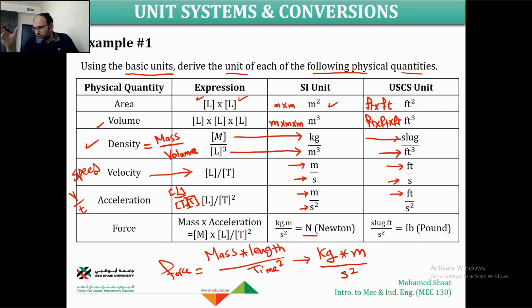Newton is a unit, not a force. Newton is a unit that describes a force. So the Newton is equivalent to kilograms times meter per second squared. We knew these things before. I know that some of you are already aware or have experienced this relation before, or knew that Newton is kilograms times meter per second squared.